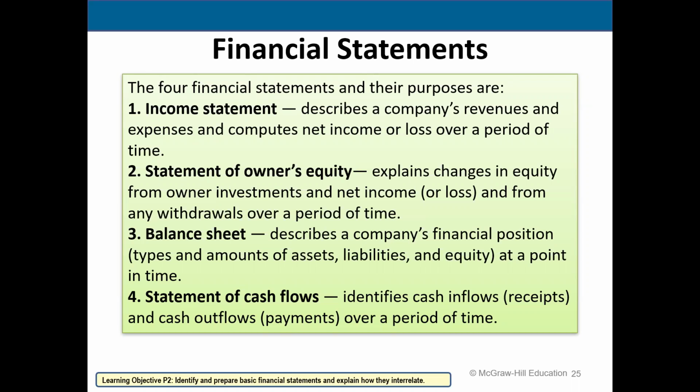So the first is an income statement, which summarizes the company's revenues and expenses over a period of time, usually a month or a quarter or a year. Second is a statement of owner's equity, which explains the changes in the equity over a period of time. So, well, we'll look at them and I'll explain it more.